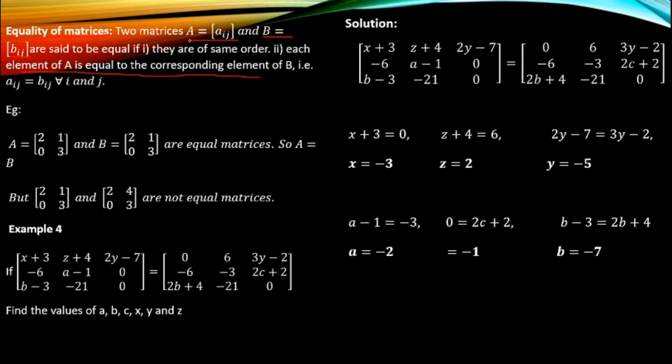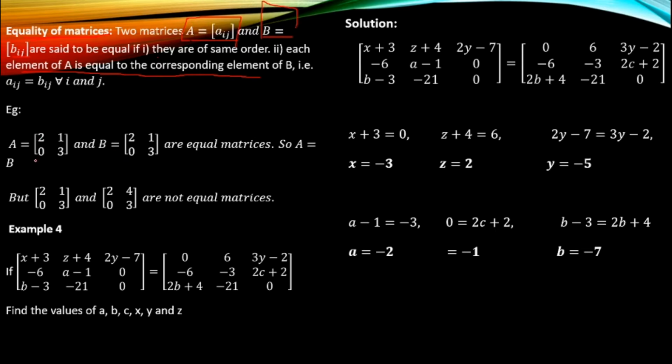We know this is the general form of representing a matrix. This is matrix A, and this is the general form of representing a matrix B. So here we are learning equality of matrices. For example, here we have two matrices, A is 2 1 0 3 and B is 2 1 0 3. What is the first rule we have to see?